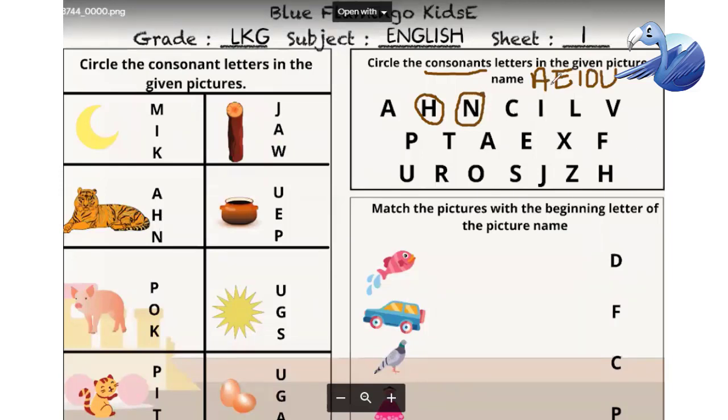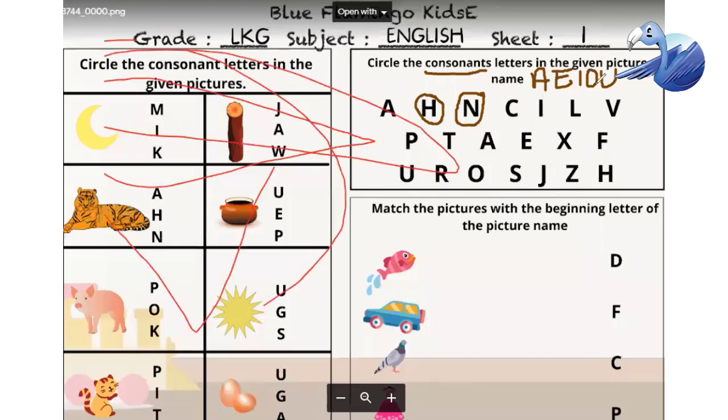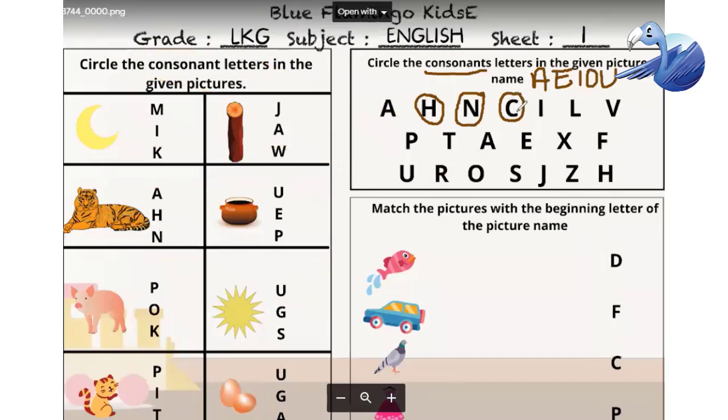C. You find C here, students? No. So we have to circle C. The next letter is I. You find I here? Yes. So we don't have to circle I because I is a vowel. Okay. The next letter is L. L is a consonant or vowel? Consonant, because here L is not there in vowels. So very good. So let's circle L.